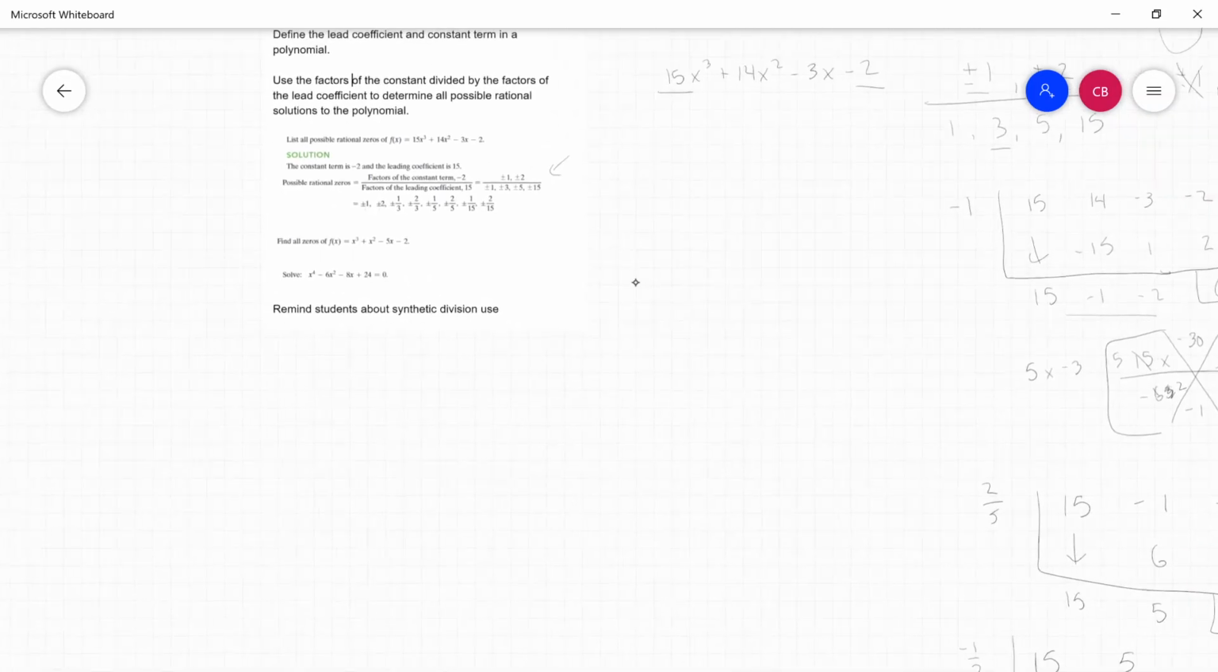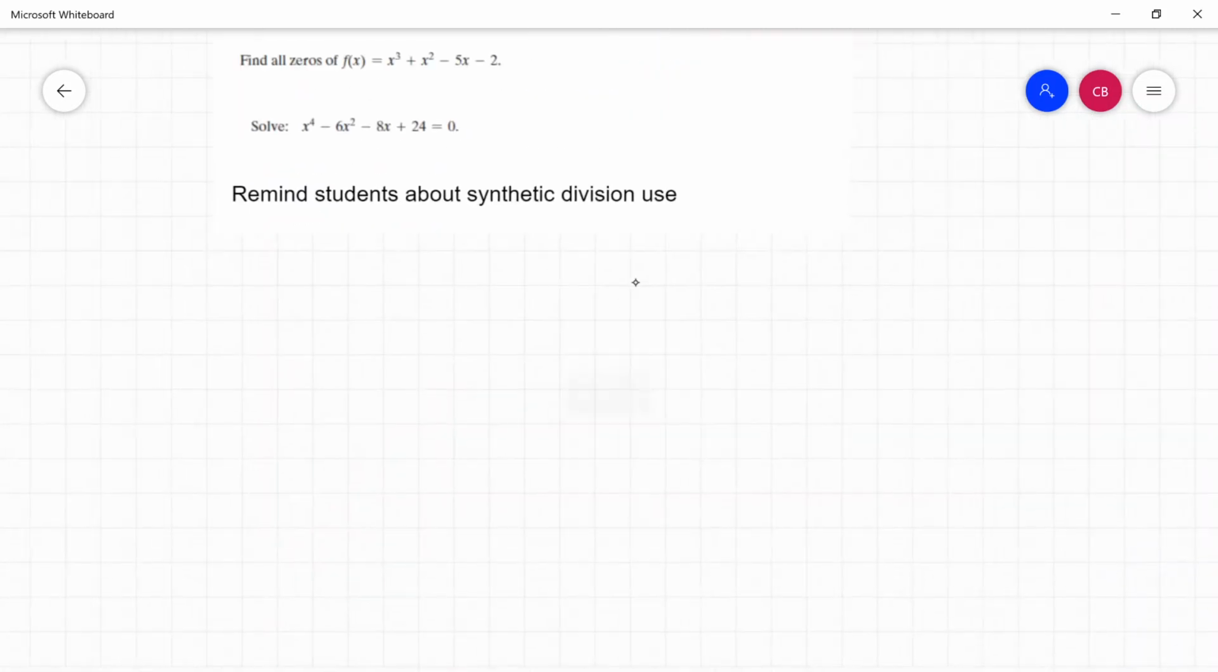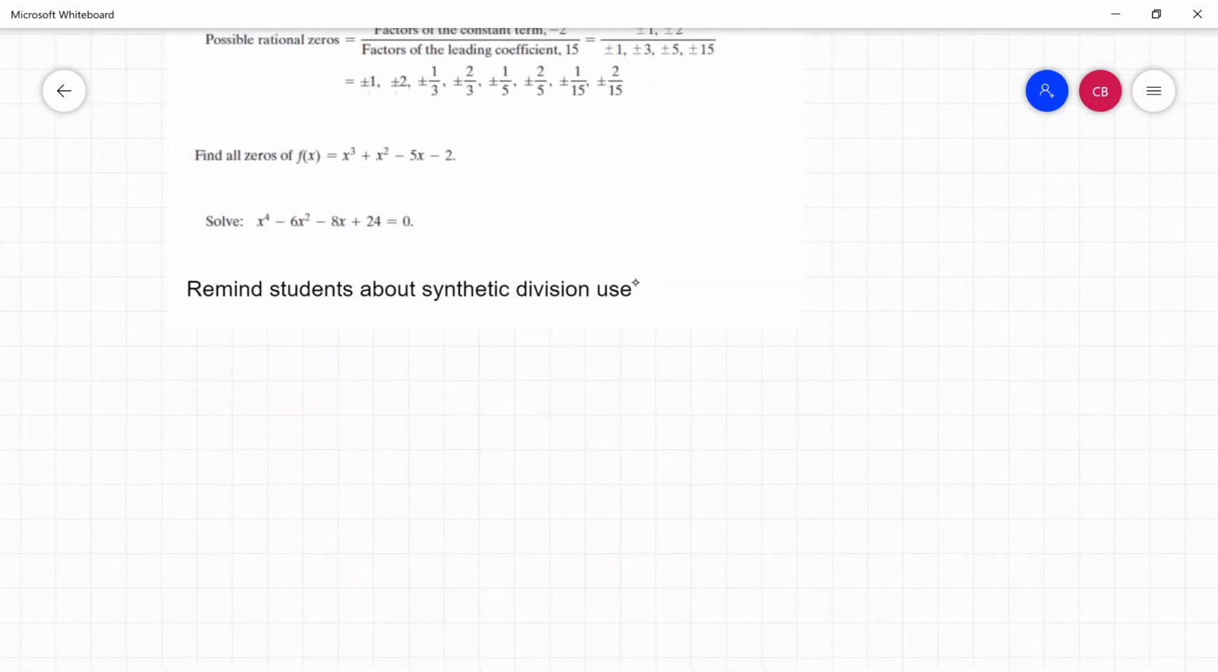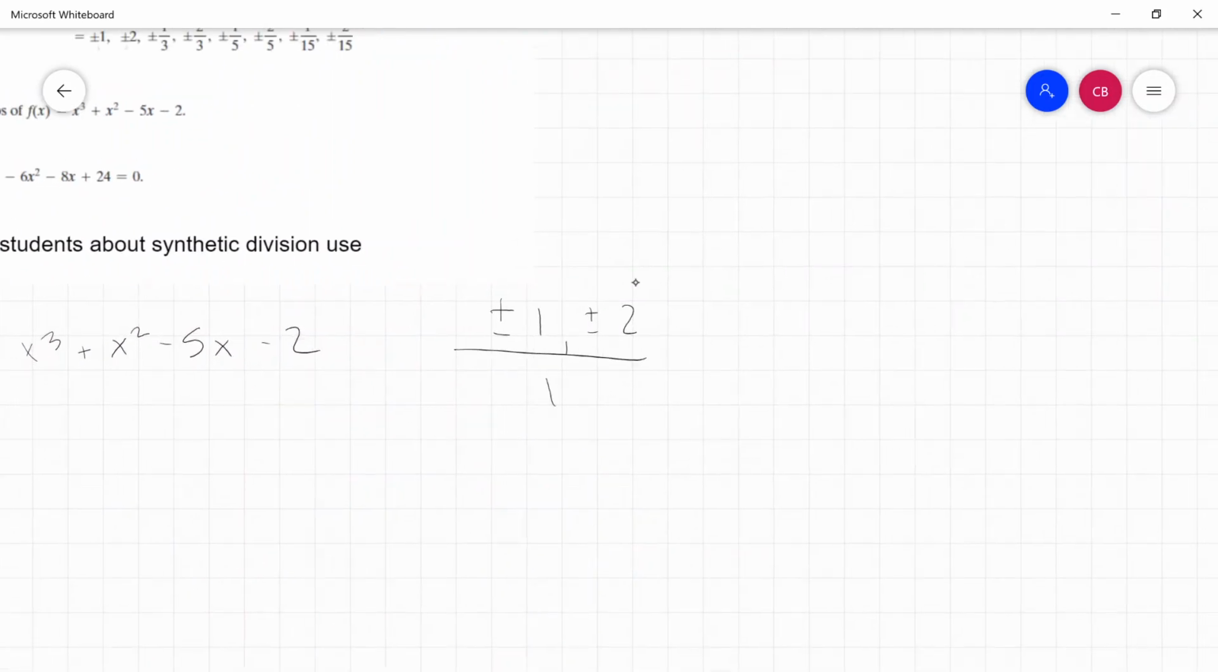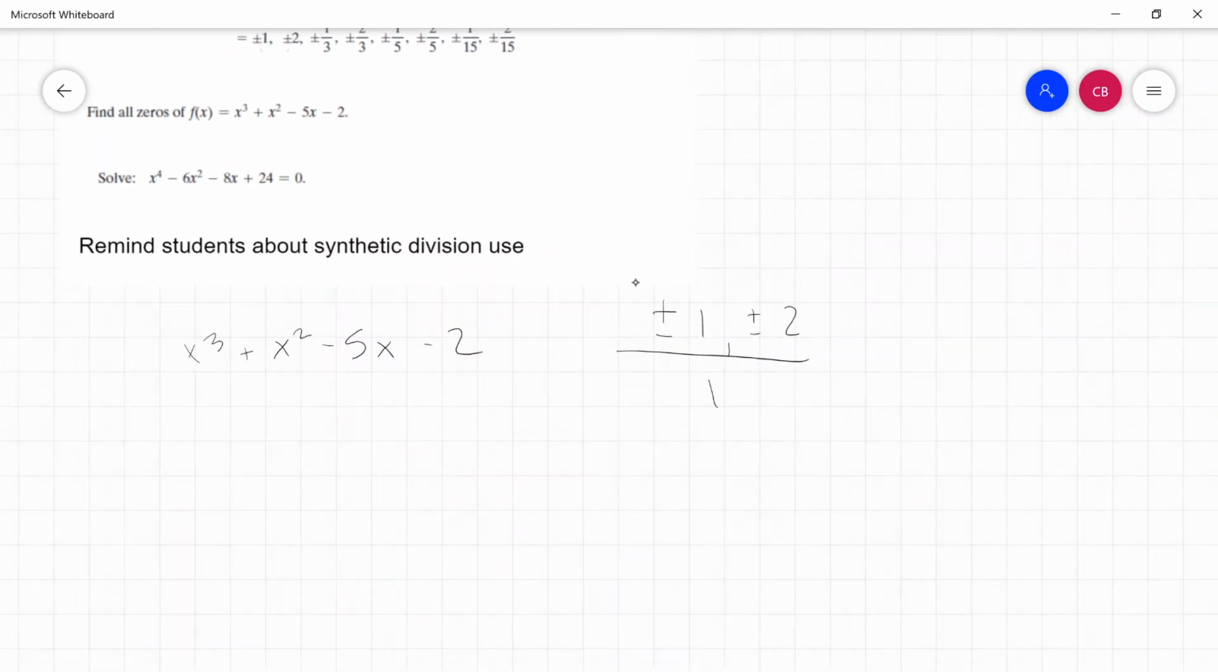Okay, so it's a little bit of work. So let's do another one. This one's going to be nicer. We have x to the third plus x squared minus 5x minus 2. So the multiples of 2, plus or minus 1, plus or minus 2. And then the multiples of x to the third's coefficient, which is just 1. So there's only 4 solutions here, +1, -1, +2, -2.